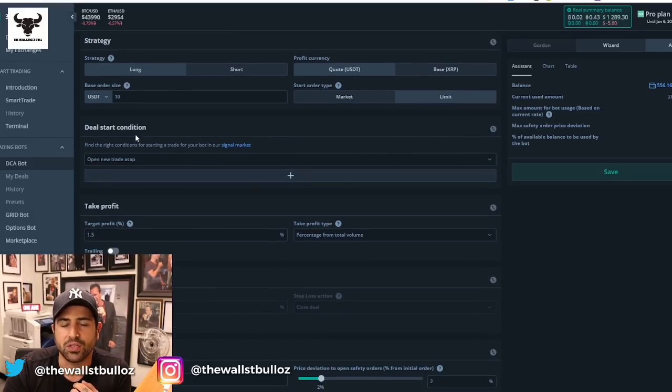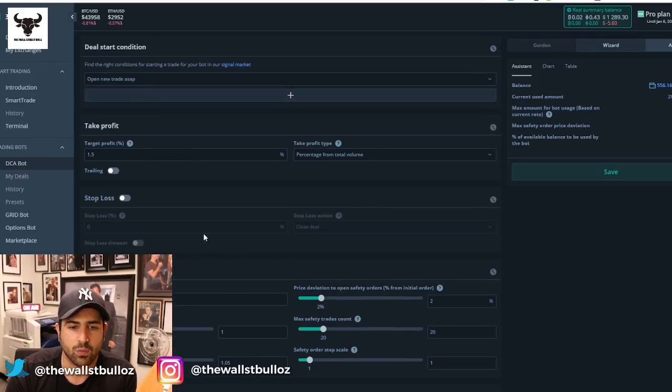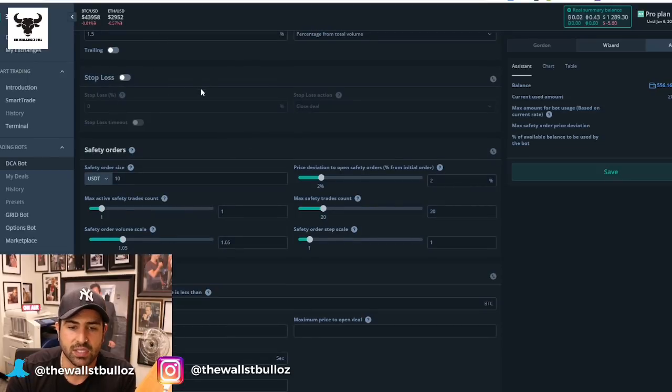Now I've got open new trade ASAP. That's pretty straightforward. You don't need to pay for any signals, which is really nice, so you can just leave it at open new trade. My target profit is at 1.5%, and I've left this as a percentage from total volume. So that's how I set that up. I haven't got a stop loss set.